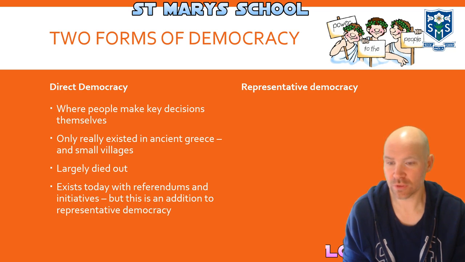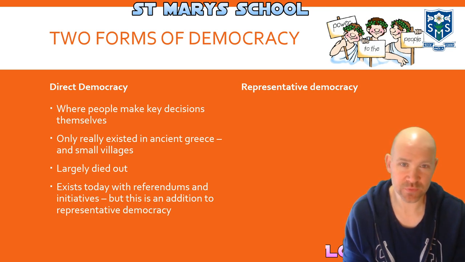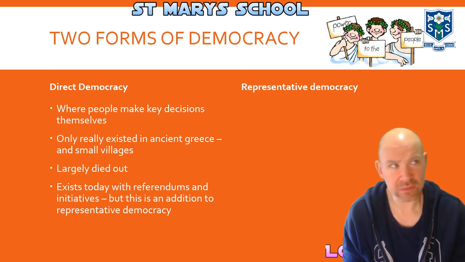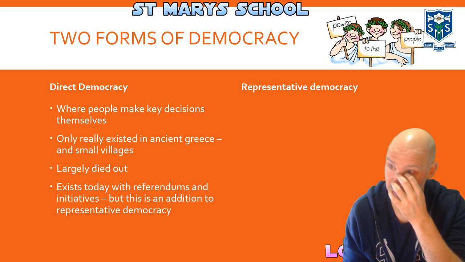Nearly all modern states today either have a form of representative democracy, or they still essentially have some form of dictatorship or monarchy. Off the top of my head, I can't think of any ruling monarchies, although I'm sure they must exist.